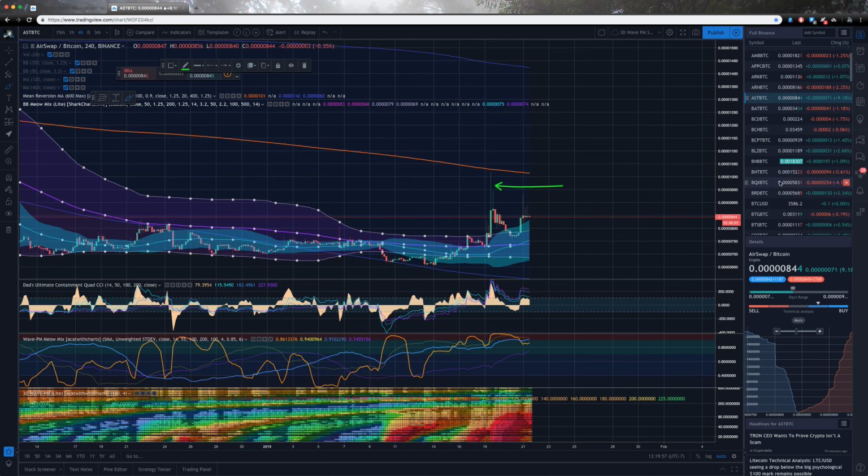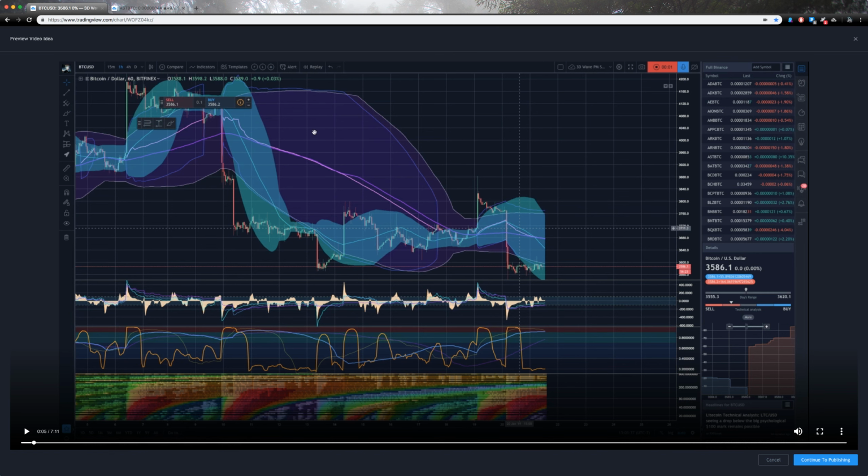Check one last major cap coin. See if this is lining up as well. Cool.